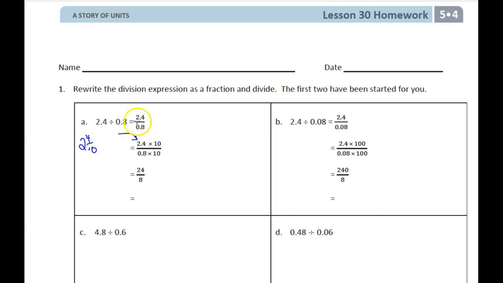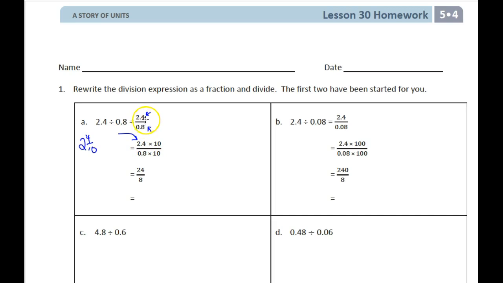If you read it out loud, it sounds exactly the same. 2 and 4/10 divided by 8/10. And here's why this is right, this is wrong. Actually, this is kind of wrong too, isn't it? Because there's no whole number there. Here's what we do to make sure that this all stays clear.